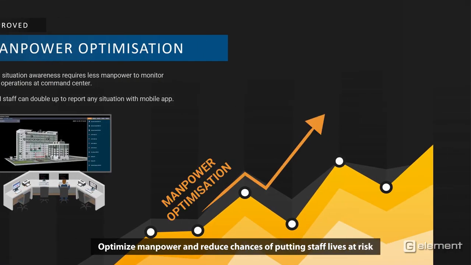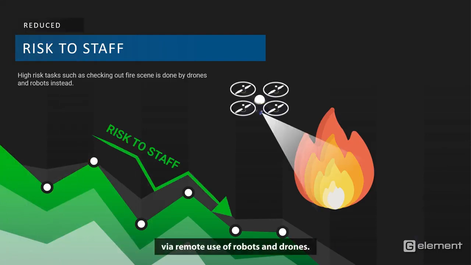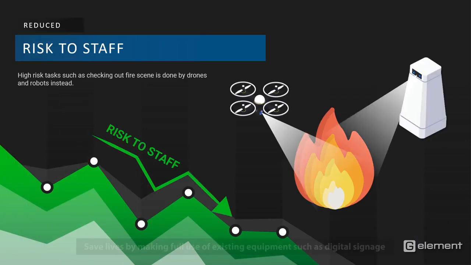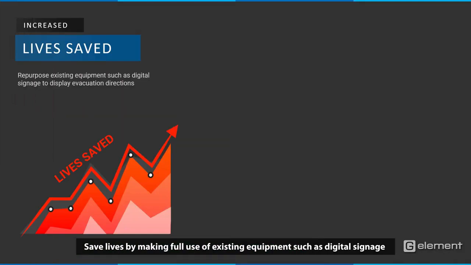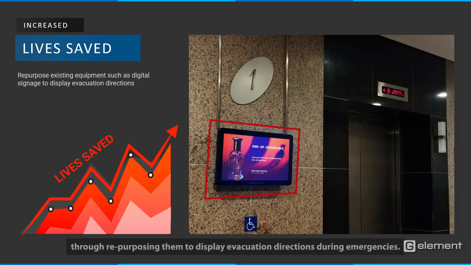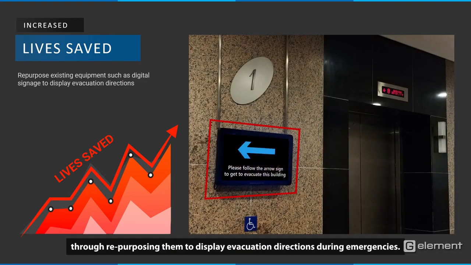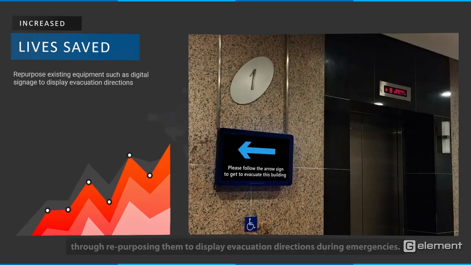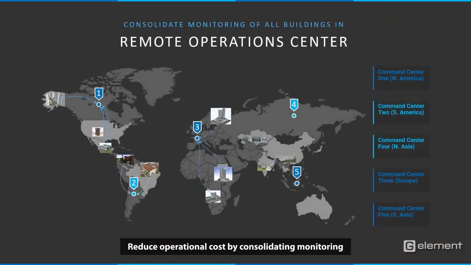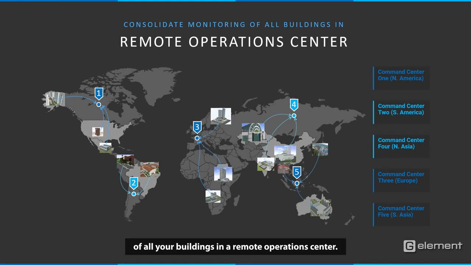Optimize manpower and reduce chances of putting staff lives at risk via remote use of robots and drones. Save lives by making full use of existing equipment such as digital signage through repurposing them to display evacuation directions during emergencies. Reduce operational cost by consolidating monitoring of all your buildings in a remote operations center.